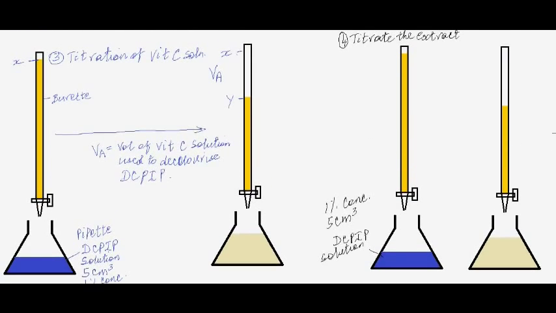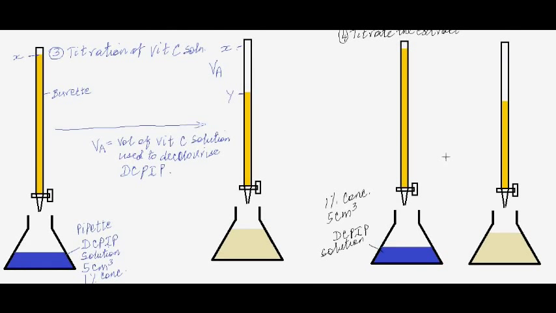Now, the next thing you do is you open the tap and titrate this, and again you note the change in liquid level from the start to the end. So whatever it is, you label this as VB, where VB is the volume of fruit juice that decolorizes DCPIP. You can see the color of DCPIP has changed and it's become colorless.